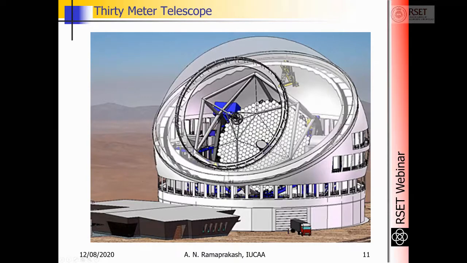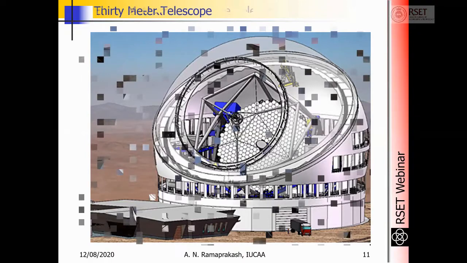The segments here look hexagonal so that they can be packed close by, unlike the previous version. And about 500 of these segments joined together, about 1.5 meters in size each segment. 500 of them joined together to make a 30-meter diameter aperture. And India is part of this effort. I will come to that a little later.